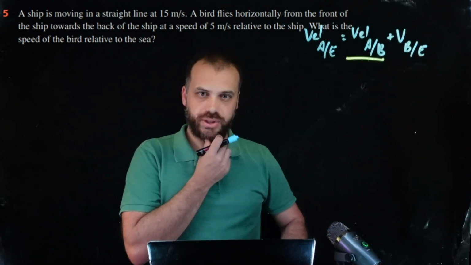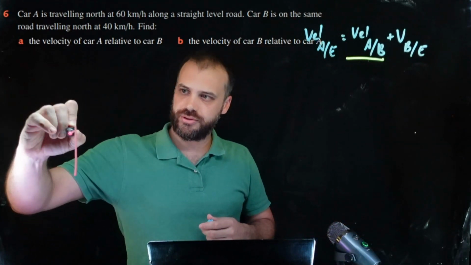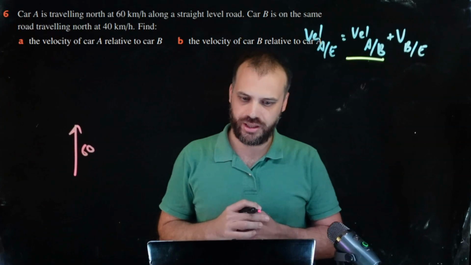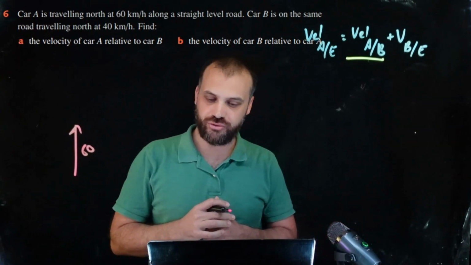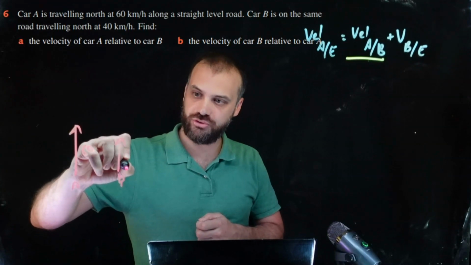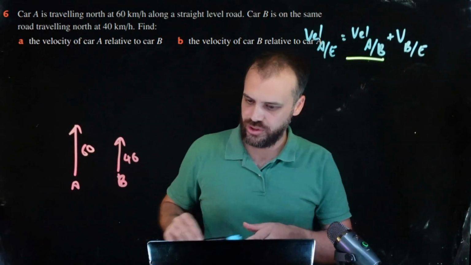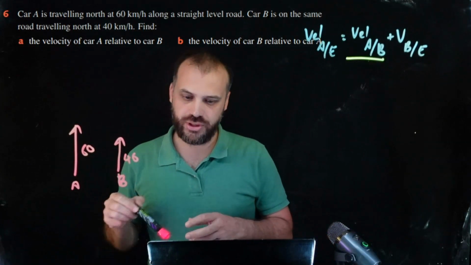Next question. All right, here we go. Question 6. Car A is travelling north, 60. Car B is on the same road, travelling north. So this is car A. Car B, also travelling north, but this time at 40. All right, so we want the velocity of car A relative to car B.